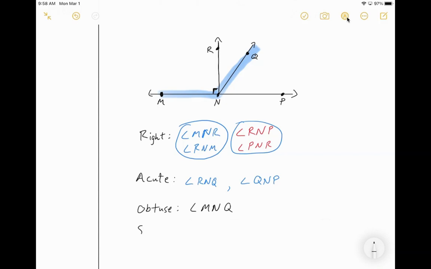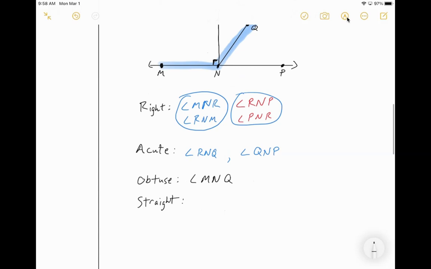And then lastly, the straight angle. What is the straight angle? This one should be pretty simple, right? It's just the one that goes straight across. MNP or PNM. Okay. All right, so it's pretty simple stuff. I know we took a little bit longer than we'd like, but it's pretty simple.